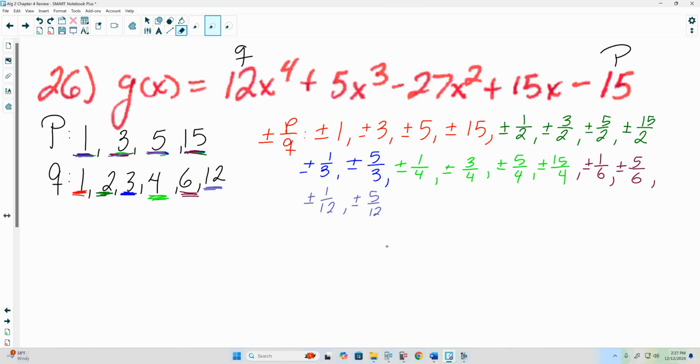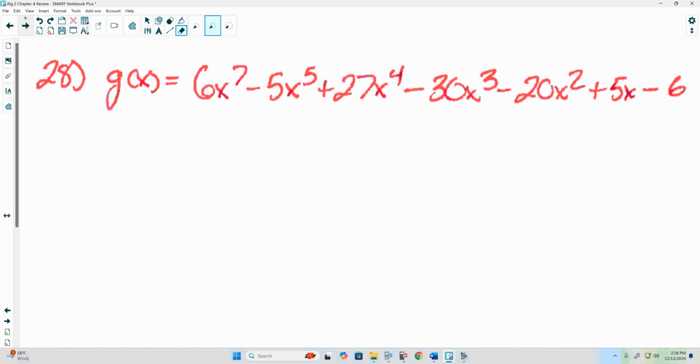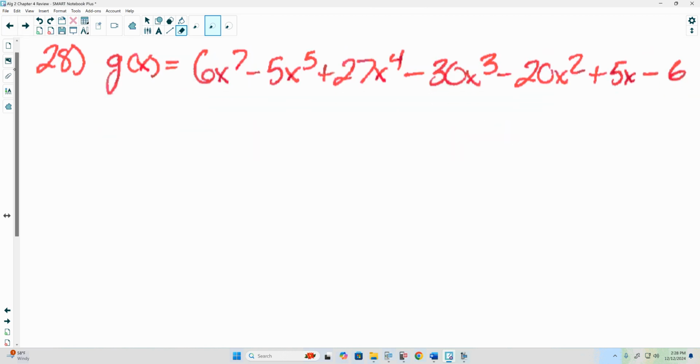We go with 25, 26, 27 through 28. Use Descartes' rule of signs to find the possible number of positive, negative, and complex zero combinations that we have. We're going to look at 28 first.